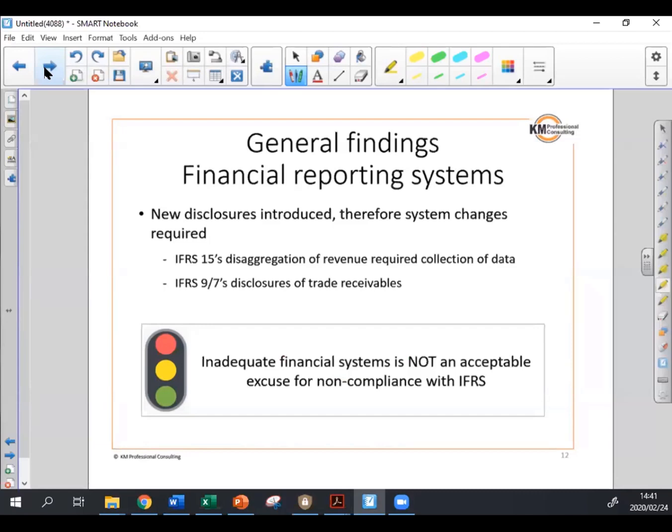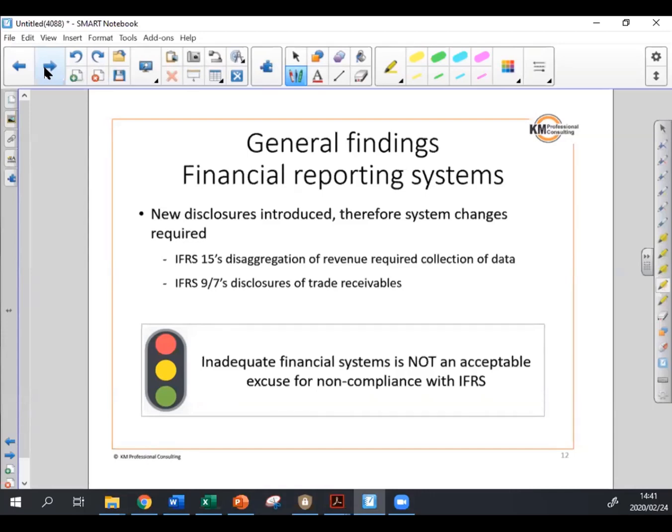So IFRS 15's disaggregation of revenue definitely did require a lot of data to be collected by an entity. And many people say, well, why? I think we just have to look at what IAS 18 required of us in terms of its disclosure. And I'm just going to leave it hanging there for a second because it was actually nothing. We had no disclosure requirement. We gave revenue in the SPLOSI, in our profit or loss, as a full number.